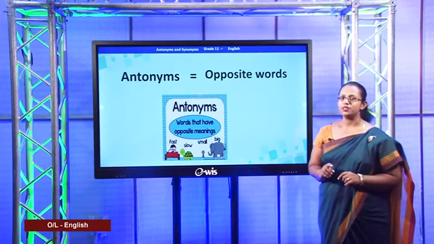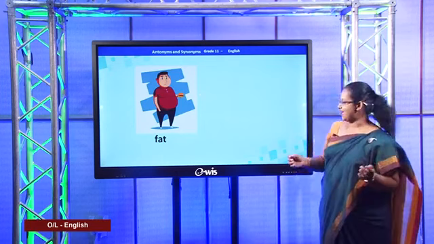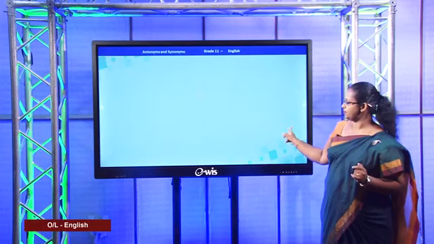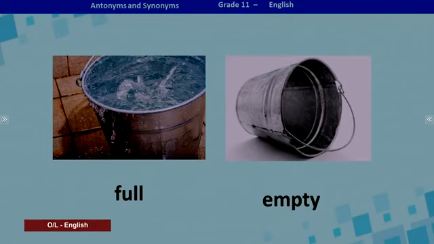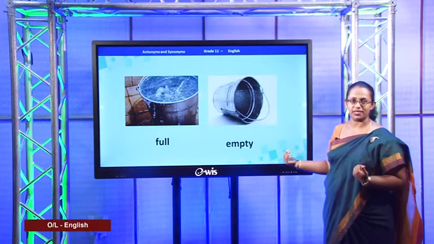Now, we are going to have a look at some examples. Here, there is a fat man. Do you know the opposite of fat? Exactly, it is thin. Opposite of fat is thin. Let's move on to another example. Here, you can see two buckets. First one is filled with water. The other one is empty, of course. So, the opposite of full is empty.